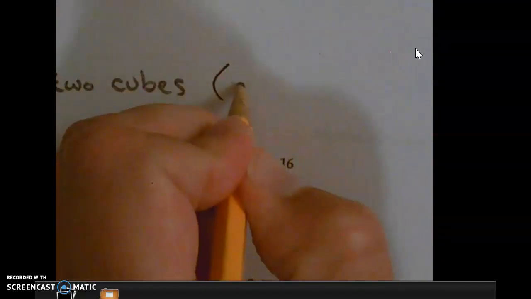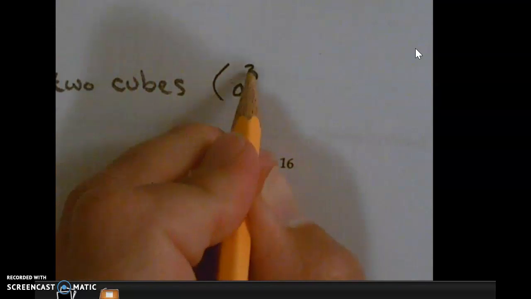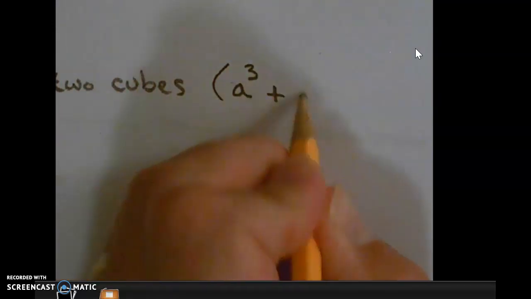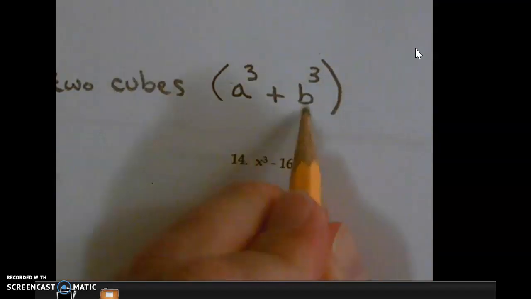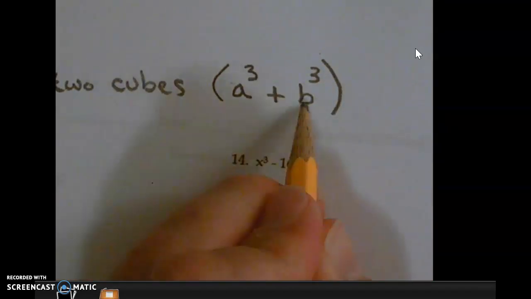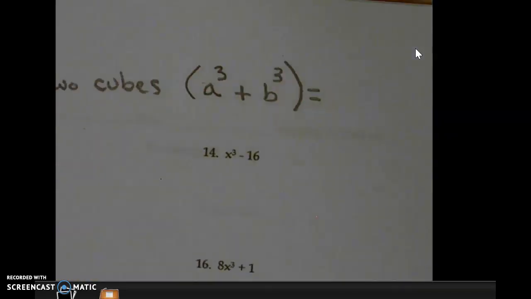And so this is going to be the formula. So our first term, I'm just going to use a. It's a formula. So something cubed plus something else cubed. So when you have something in this format where these two are perfect cubes, this is how you're going to factor it.